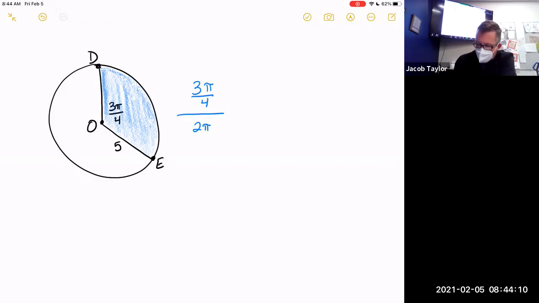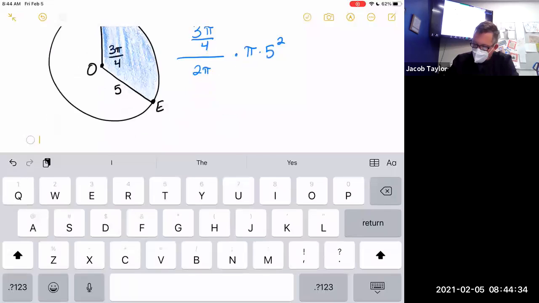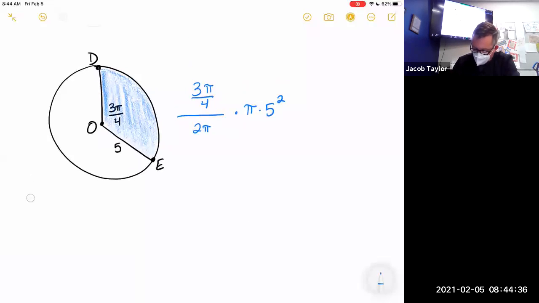Okay, multiplied by 5 pi times 5 squared. Now, unfortunately, our answer here is going to have pi in it because we have 3 pi's in this problem. 2 of them will cancel, but alas, one of them will not. It doesn't matter which pi's you cancel.